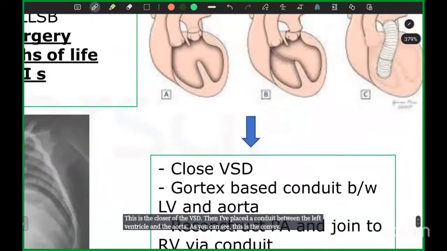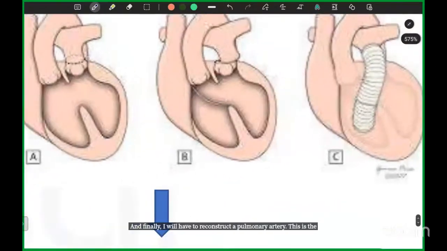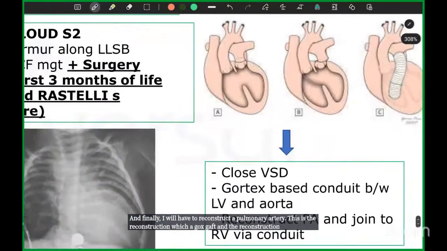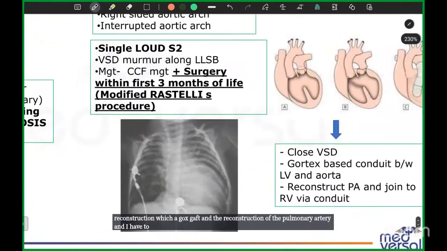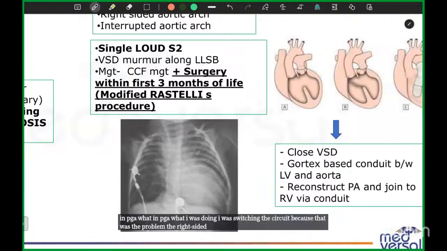And finally, I will have to reconstruct a pulmonary artery. This is the reconstruction with a vortex graft, the reconstruction of the pulmonary artery, and I have to join it to the right ventricle via a conduit. Basically, I'm just recreating the circuit. In TGA, what I was doing, I was switching the circuit, because that was the problem. The right-sided chambers were leading to the aorta. I was switching it via Jatene's arterial switch.